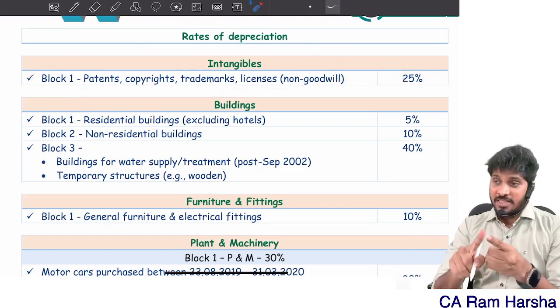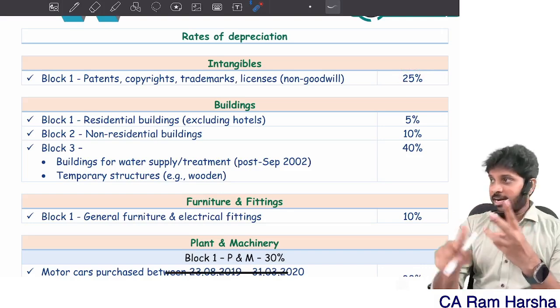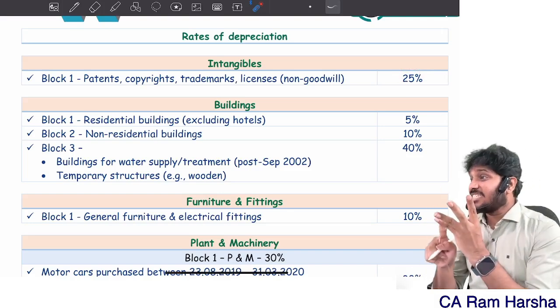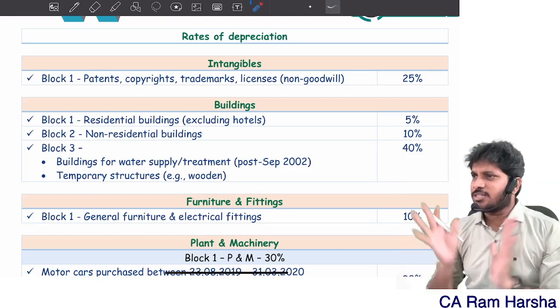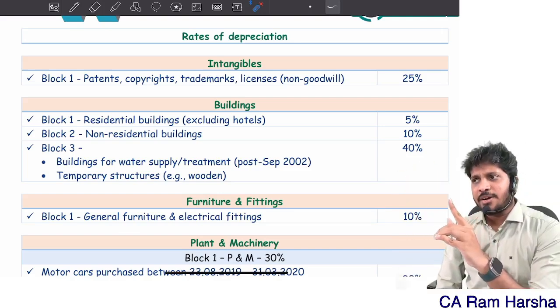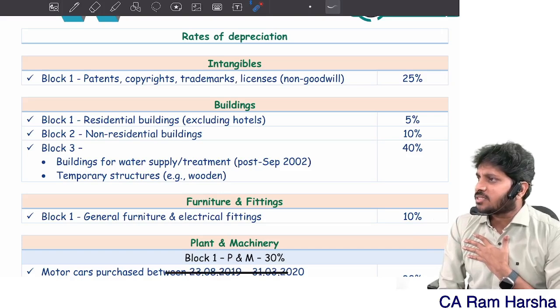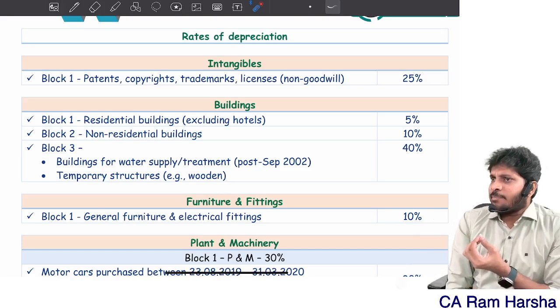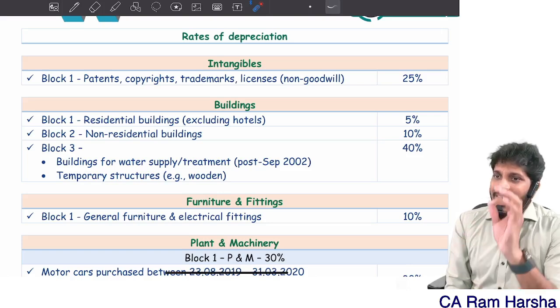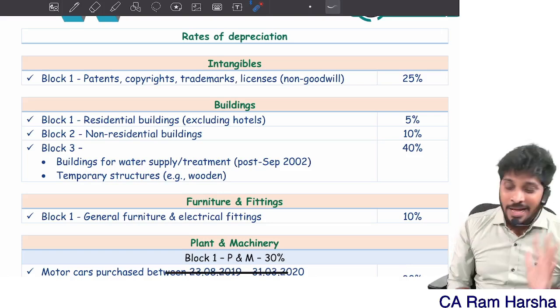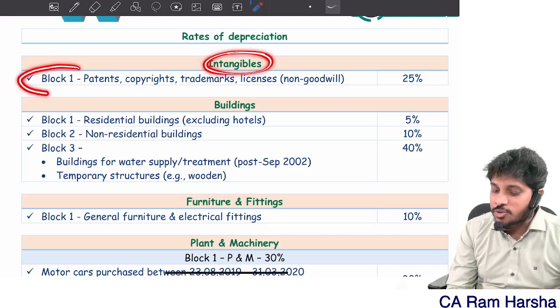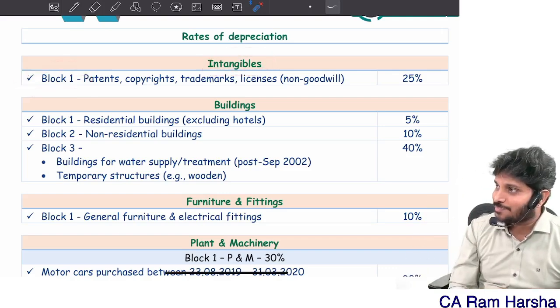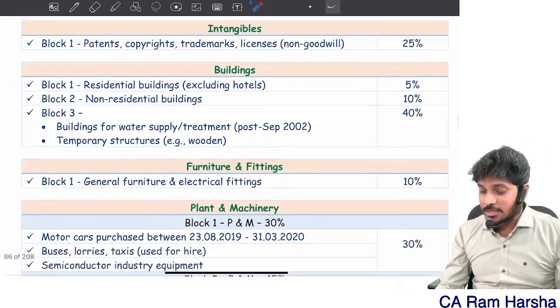Whether it is a patent, copyright, trademark, tenancy right, any intangible asset, if all of them carry the same rate of depreciation, suppose I have 10 intangible assets all carrying the same rate 25, should I group them into multiple blocks or a single block? Exactly, single block. That's why for intangibles we have only one block.